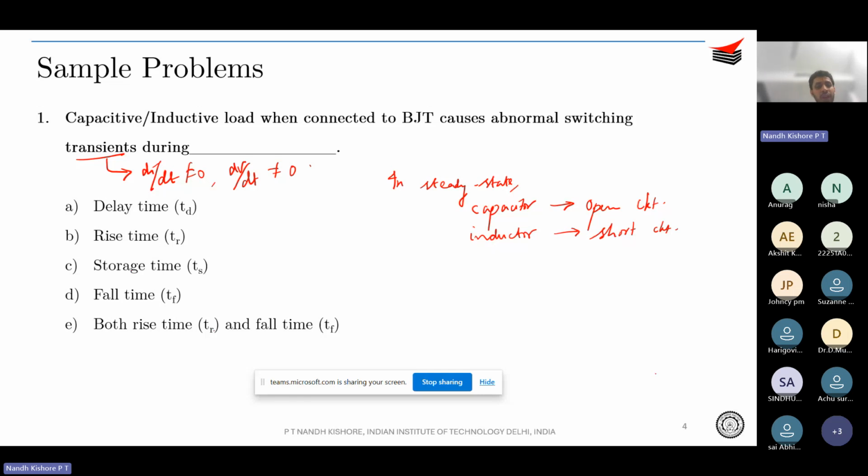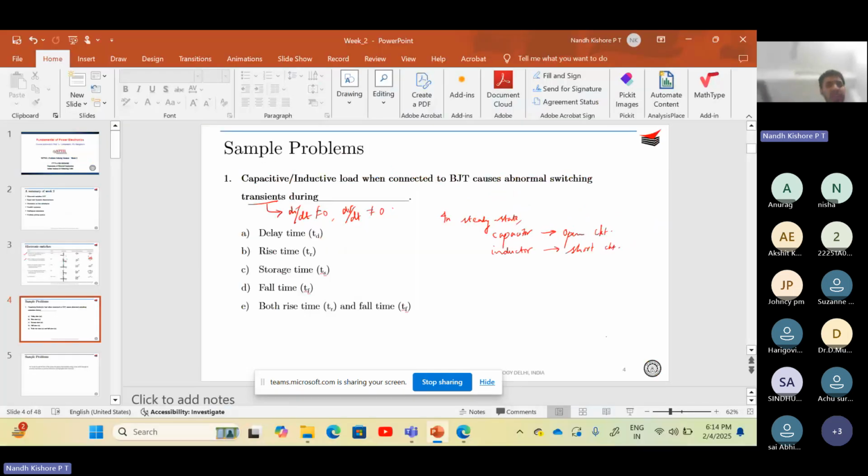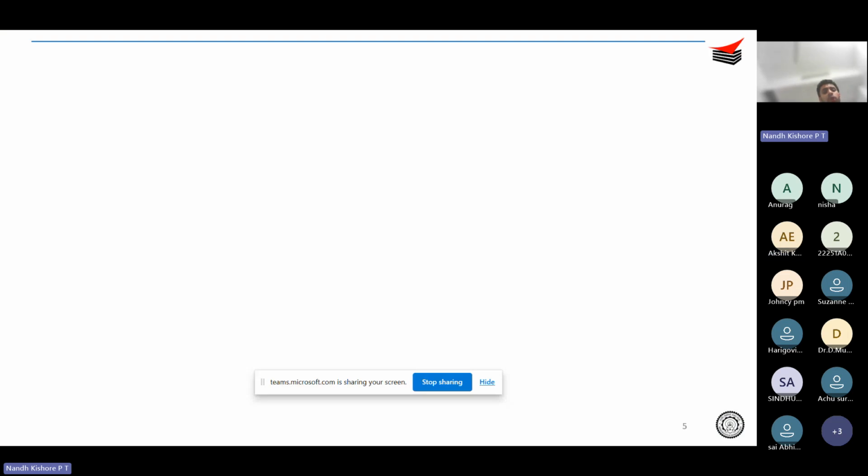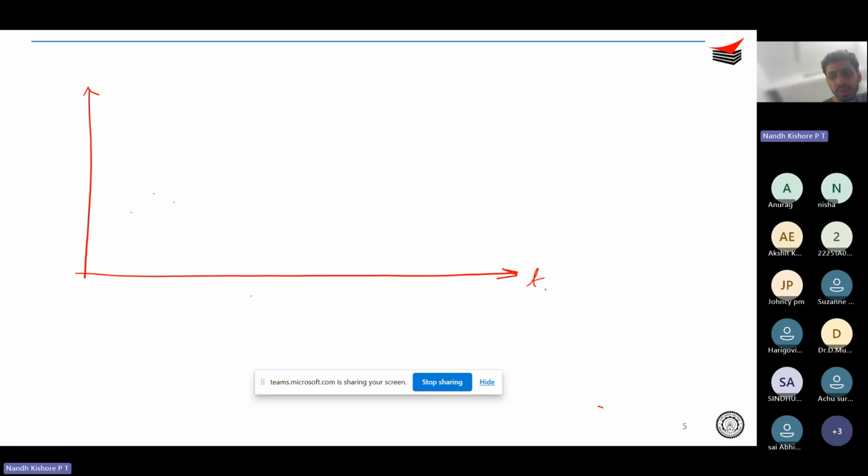So the question is, what would it affect? Will it affect the rise time, fall time, or what? So if you had gone through the dynamic characteristics of BJT, then in one of the lecture slides, you would have understood the way a BJT turns on, right? So let's say this is your time axis and you have your voltage and current, okay?